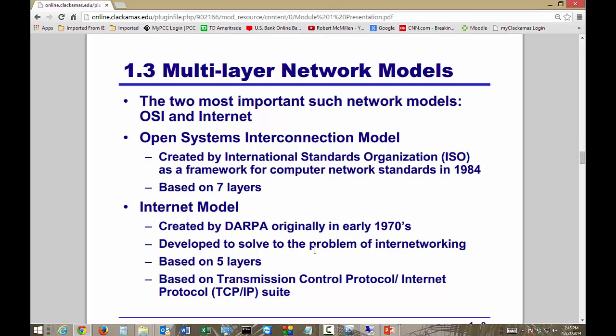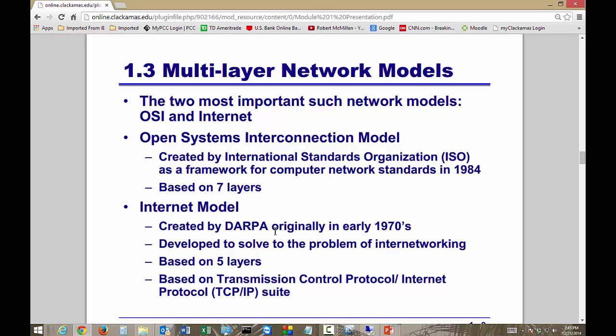Multi-layer network models. The two most important such network models are the OSI and the Internet model. So some people like to refer to the OSI model. Some people like to refer to the Internet model. The OSI model was created by the ISO, International Standards Organization, back in 1984, and it's based on seven different layers, which we'll talk about in a minute. Whereas the Internet model was created by DARPA.